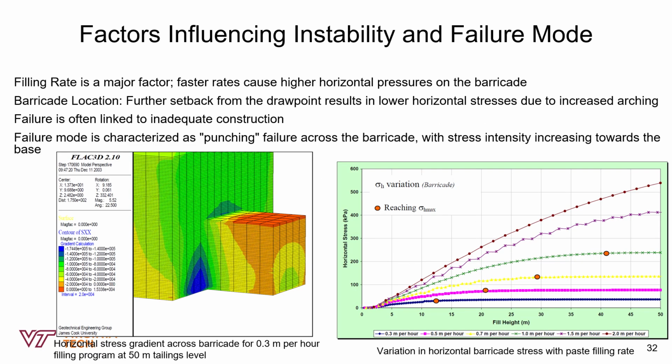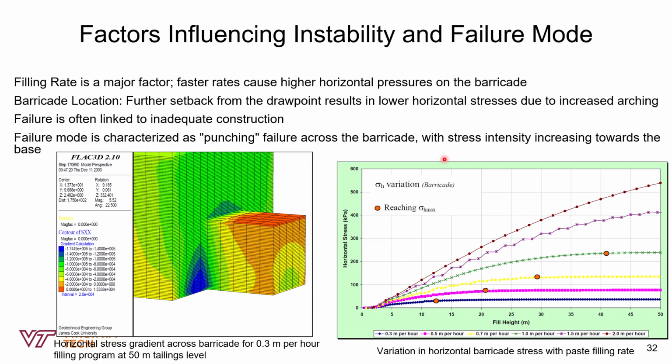This slide talks about some factors that influence the instability and failure mode, and the most important variable we control is the filling rate. So let's look at the graph on the right. It plots pressure on the barricade on the y-axis and the filling height on the x-axis.